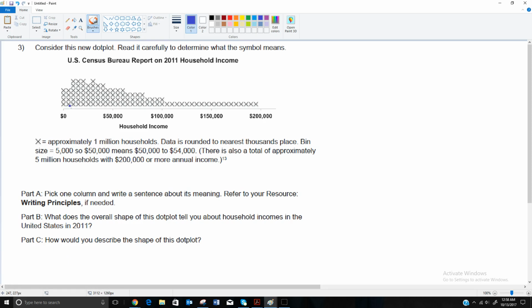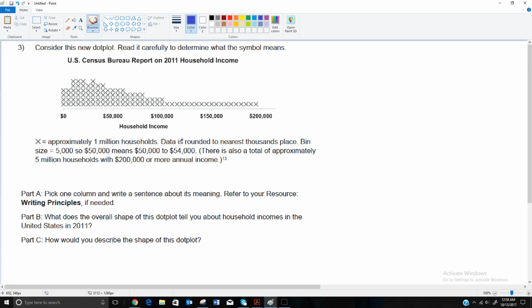So let me go up to one that's a little bit further up. Again, it's 4 million. There are several that are 4 million. These 4 million families made anything that would round to 50,000. So 49,500 up to 54,499. And that's how that goes on each of these.